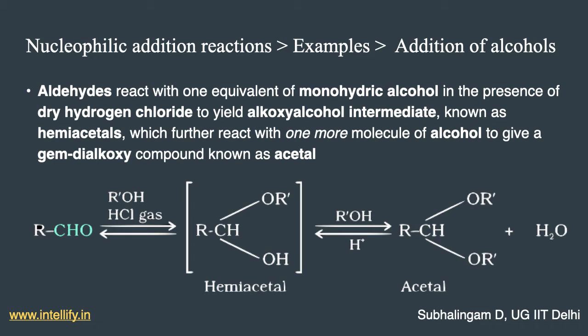So this is the reaction. I take aldehydes with one equivalent of monohydric alcohol. Monohydric means one OH group in it. And in the presence of HCl gas, I get a hemiacetal, and on further reaction with one more molecule of alcohol, I get a geminal dialkoxy compound, that is an acetal.